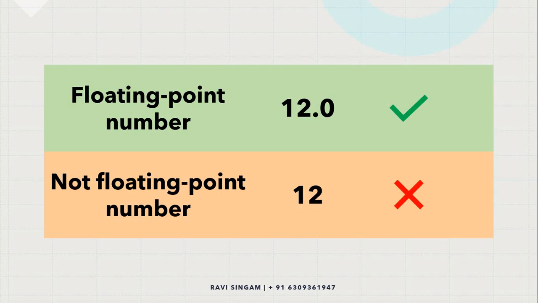Look at this example. 12.0 is a floating point number. 12 is not a floating point number. Minus 18.5 is a floating point number. Minus 18 is not a floating point number. 0.0 is a floating point number. 0 is not a floating point number.